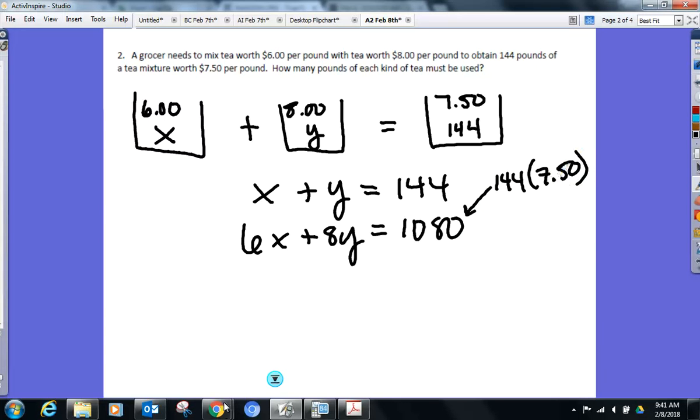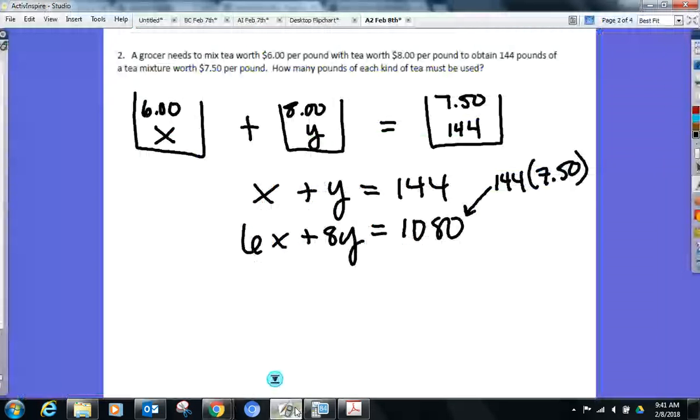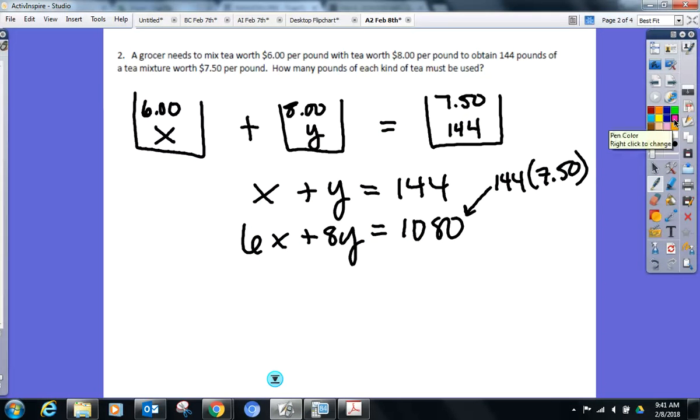All right, it's up to you. What do you want to do to solve? Let's go. What do you want to do to solve? Negative 6. You all right back there, Hannah? Okay.